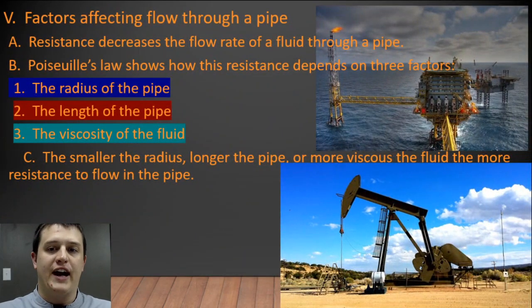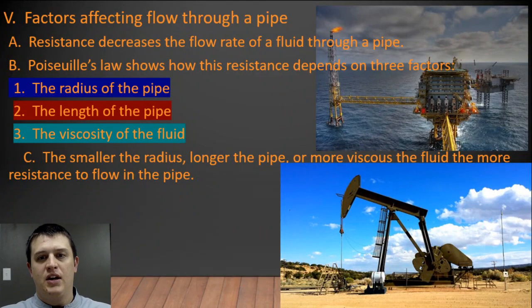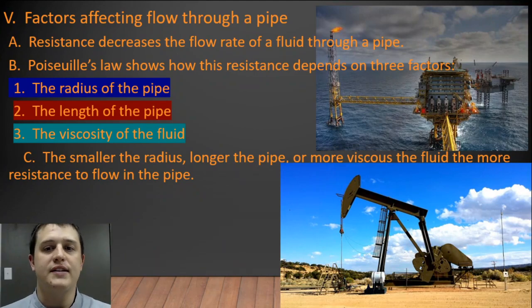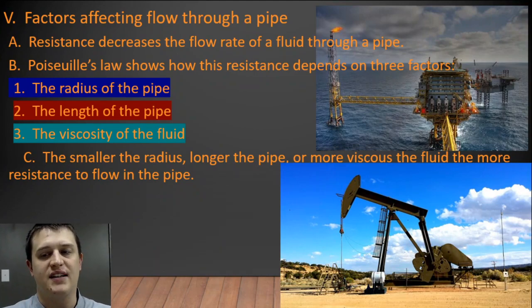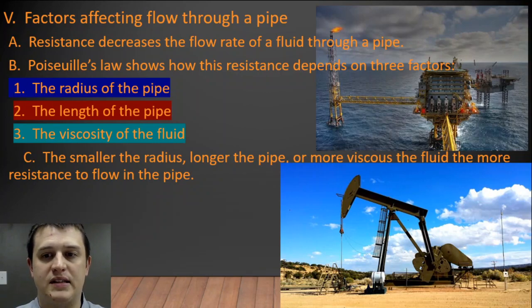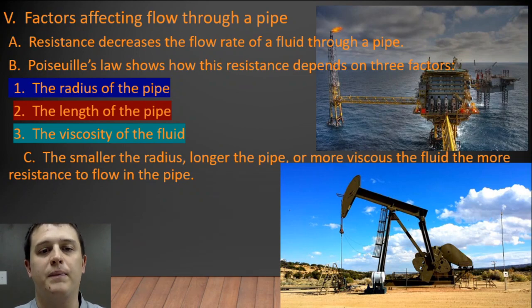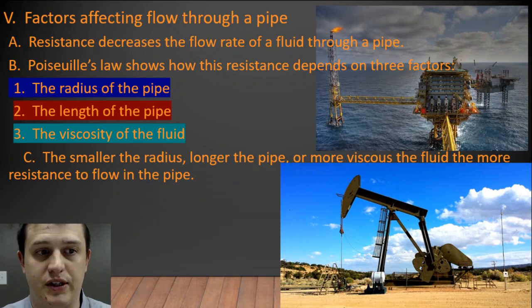All right, factors affecting flow through a pipe. Resistance decreases the flow rate of a fluid through a pipe. Obviously, we've been talking about that. Poiseuille's law shows how this resistance depends on 3 factors: radius of the pipe, length of the pipe, viscosity of the fluid. So the smaller the radius, longer the pipe, or more viscous the fluid, the more resistance to flow in the pipe. So I got 2 pictures here this time.